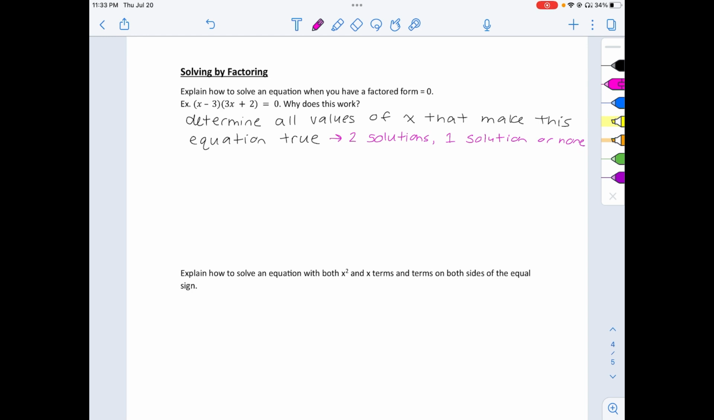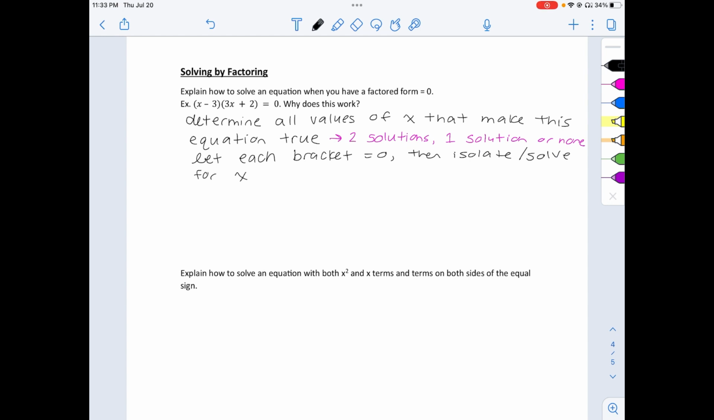So what we want to do is let each bracket equal 0, and then isolate and solve for x.